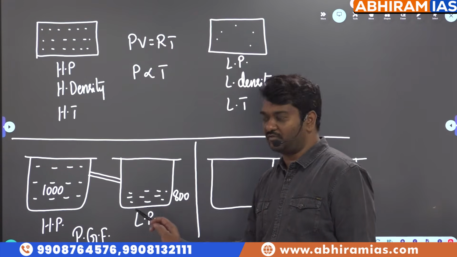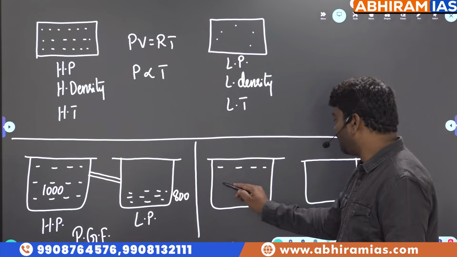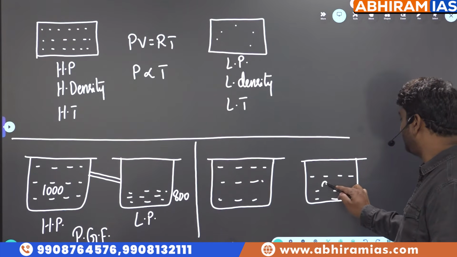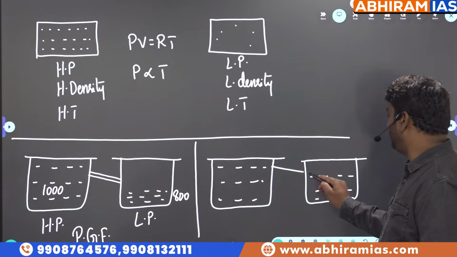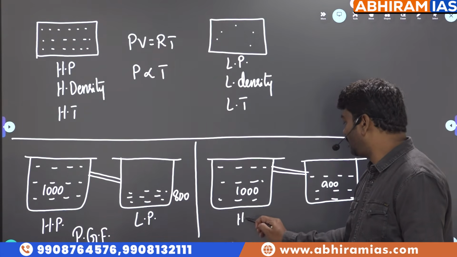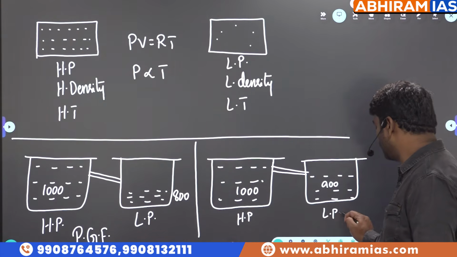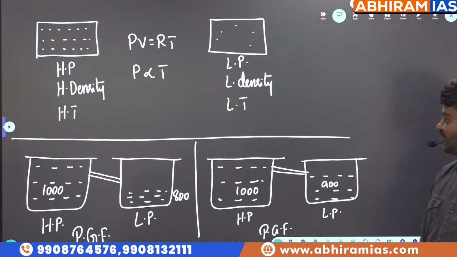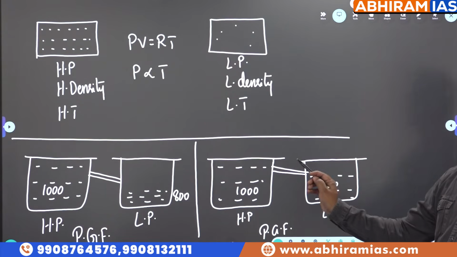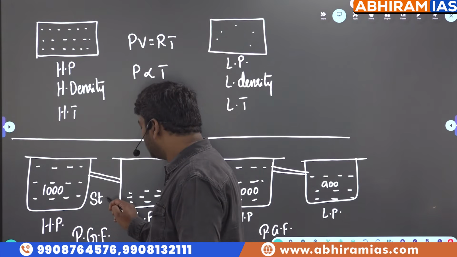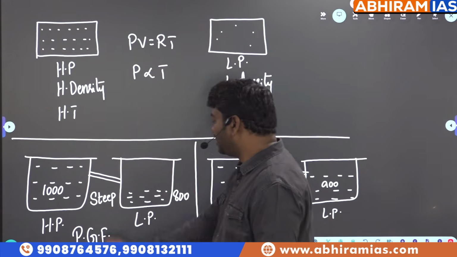Pressure gradient force. Here you tell me now, I have 1000, same, and I have 900 particles. If we try to connect these two, now 1000 is high pressure, and the other is low pressure. This is also called pressure gradient force. What is the difference between the first case and the second case? In the first case, can we say the difference is more? If the difference is more, we normally say steep.